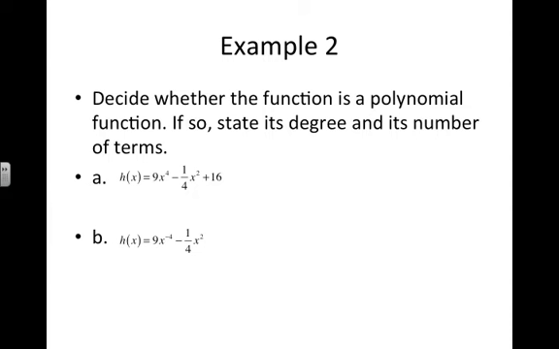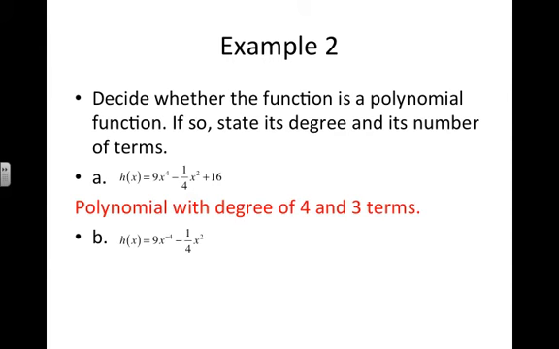Sometimes people worry about that 1/4 as a coefficient. That's fine. You wouldn't want a 1/4 as an exponent. You don't want a fraction or a negative as an exponent, but it's fine for coefficients. So this is a polynomial. It has a degree of 4 because that's the largest power, and it has three terms.